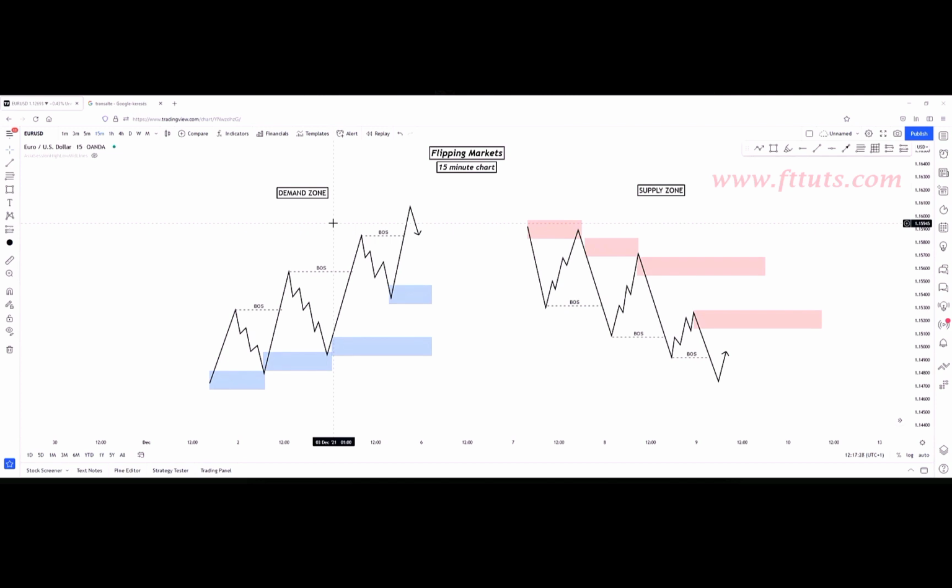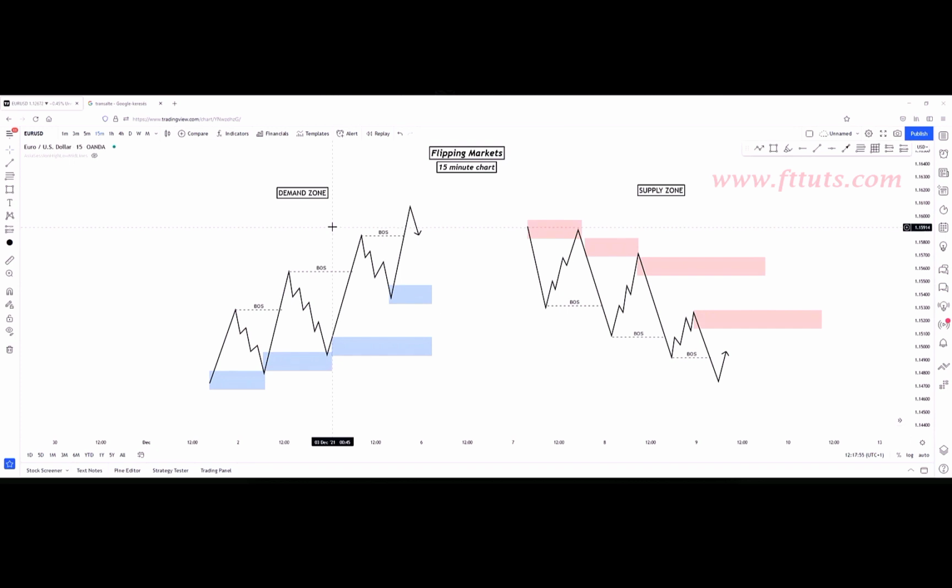Okay, move on. It has to break structure or change character. We'll talk about change of character in the entry unit. And finally, it has to create or collect liquidity. So we have three criteria for a supply and demand zone. Please grab a piece of paper and write it down, because it will be very important in the future, as you'll be able to identify the zones based on these three criteria.